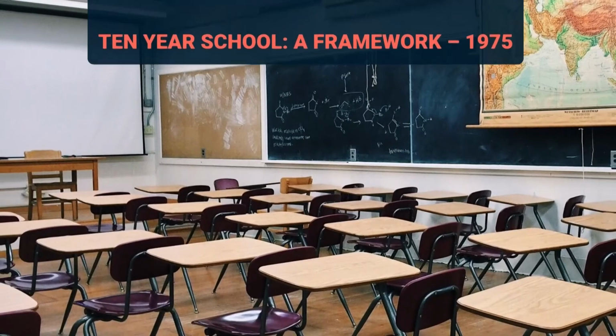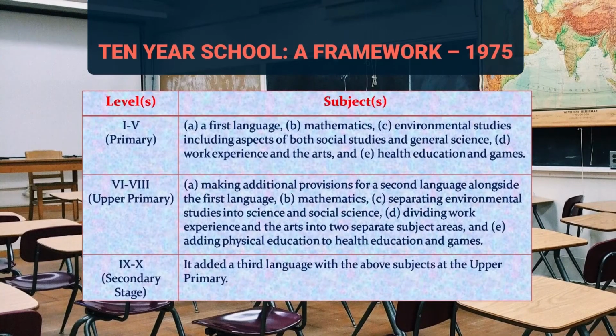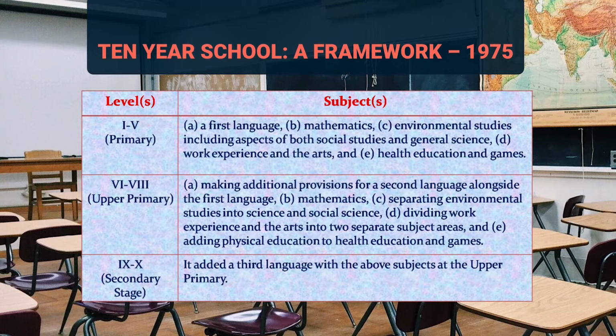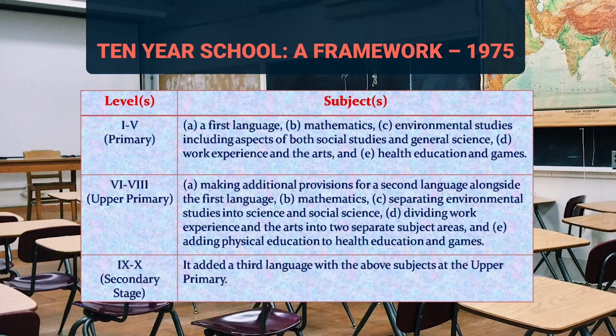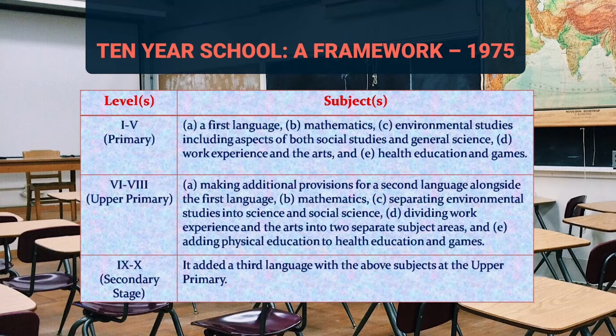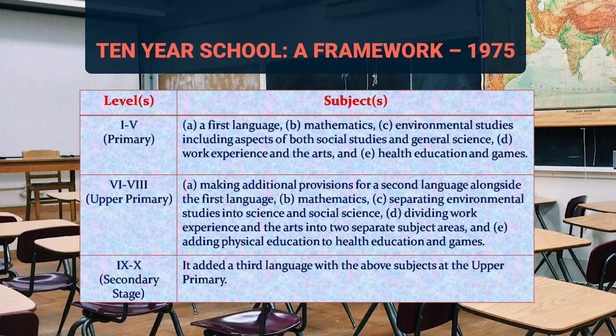So, friends, after going through the development of curriculum frameworks in India, now let us focus upon the first curriculum framework, called the 10-year school framework, developed in 1975. You will find that the curriculum was developed in three different levels: primary level, upper primary level and secondary level. Primary level includes class 1 to 5, upper primary includes class 6 to 8, and the secondary stage includes class 9 and class 10.